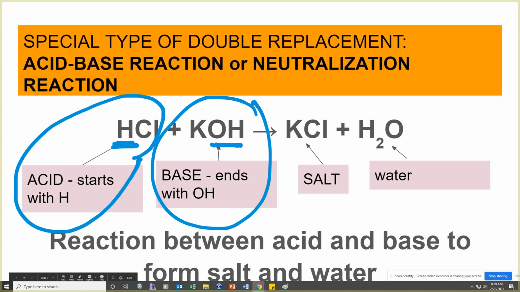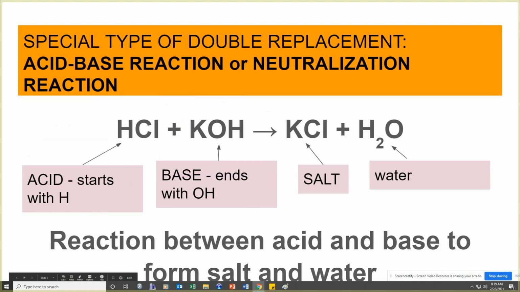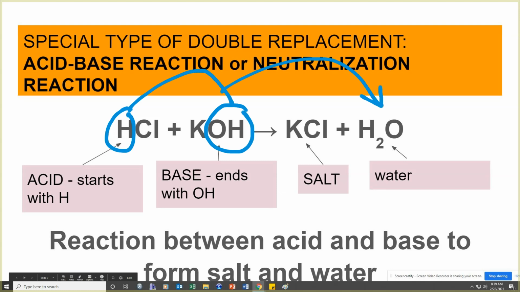Of course, there are going to be other acids that don't really start with H, and other bases that don't end in OH. But for now, we're going to use that simple definition for our purpose of looking at acid-base reactions. If you look closely, the H part of the acid joins with the OH part of the base to form your H2O, water. So H joins with the OH, and if you arrange those letters, you get H2O. So that forms your water.